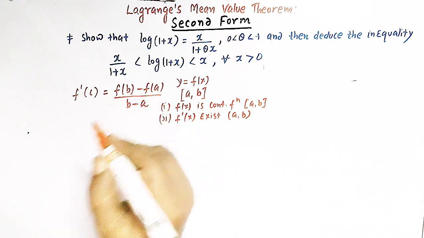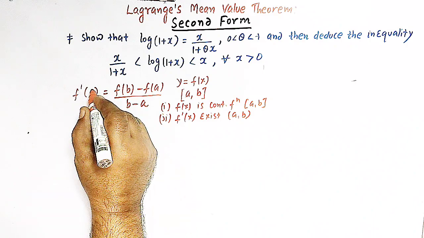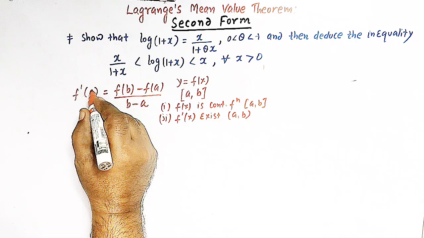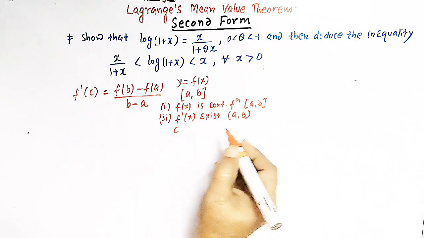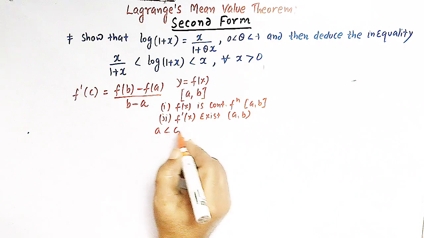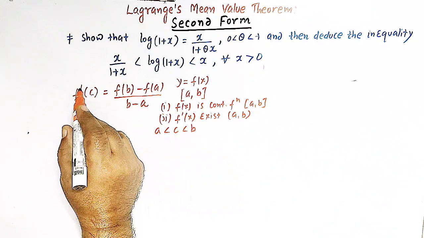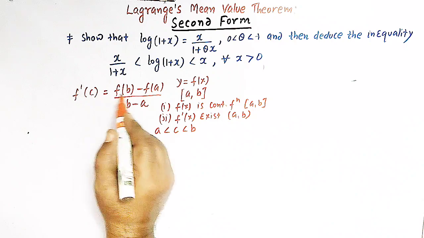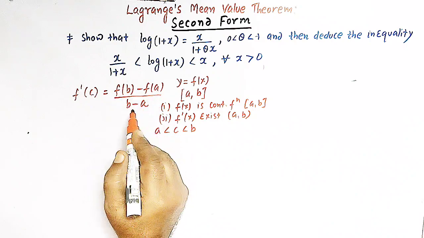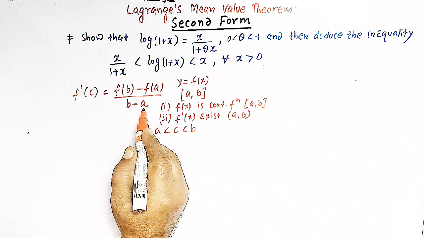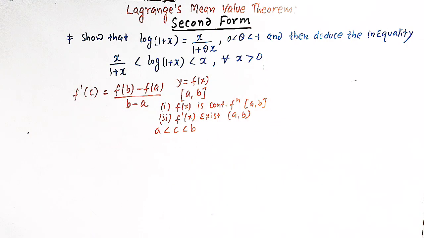Then Lagrange's mean value theorem says that there must exist some number c which lies between a and b, such that f prime of c is equal to the quotient of f of b minus f of a and b minus a. Right? So this is the usual form of Lagrange's mean value theorem.